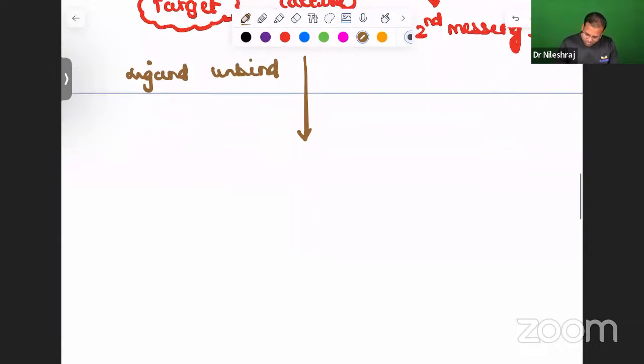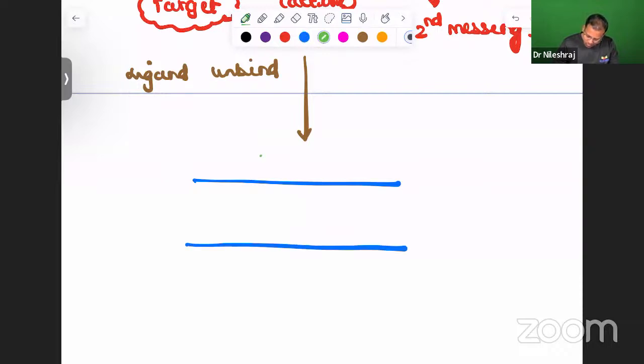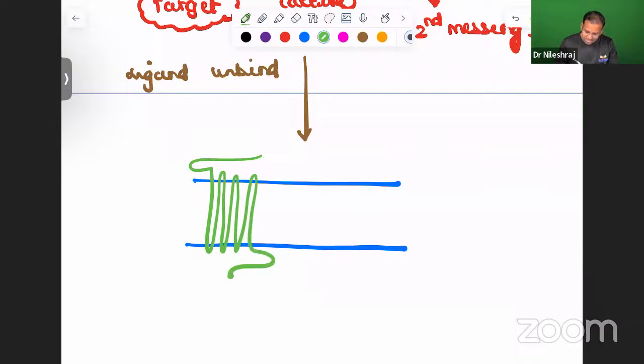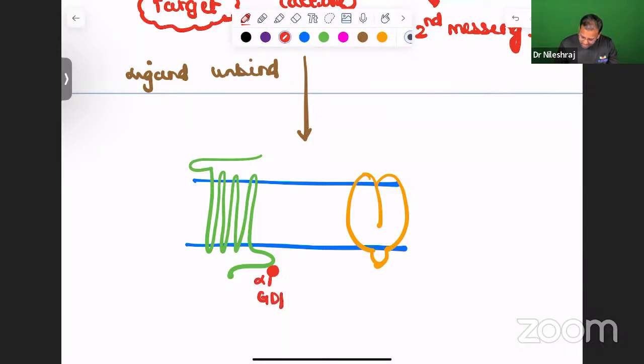What happens now is, here we have the membrane. Again, we have the G protein coupled receptor, passing through the membrane 7 times. And here we have the effector, which might be of any type, adenyl cyclase or phospholipase. When the ligand is unbound, alpha will again be converted to alpha GDP, which in turn will come and bind with the beta gamma subunits.